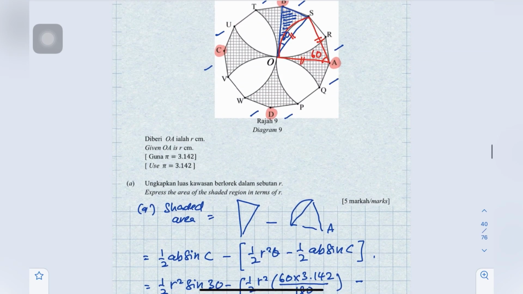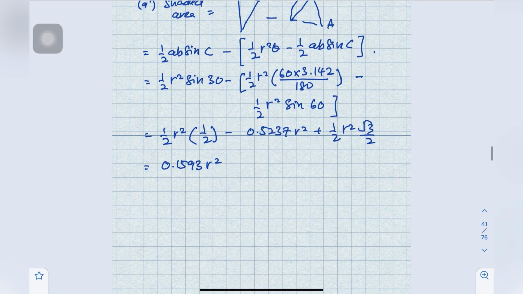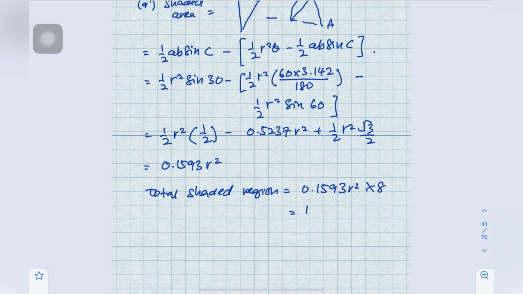Okay, earlier we had 8 parts. So the total shaded region is 0.1593 r squared times 8. So 1.2748 r squared.